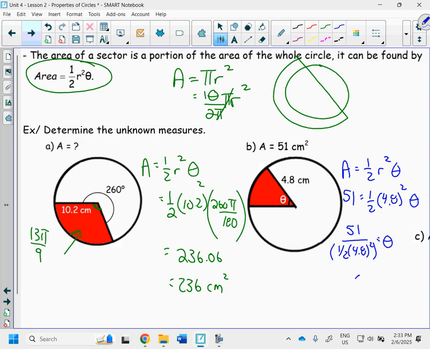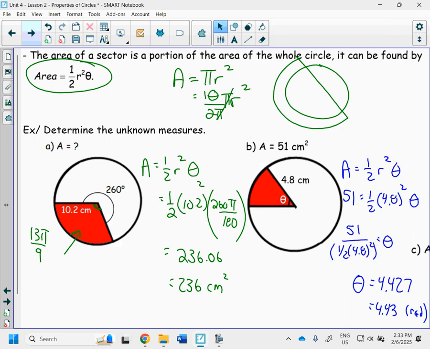I got 4.427, or in other words, 4.43 to 3 sig figs. It doesn't say it, but we know it should be radians. You don't have to say it. It's assumed that's a radian answer. And it's a decimal. It's not exact. That's okay.